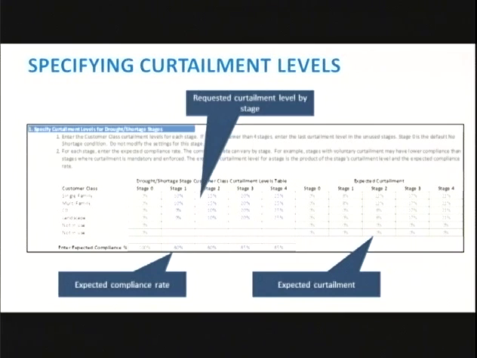Each stage. And the model uses this to understand how demand is shifting so that it knows then how to calculate what revenues would come from current or proposed rates.